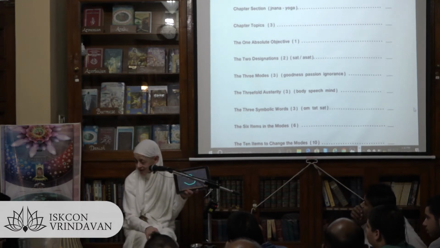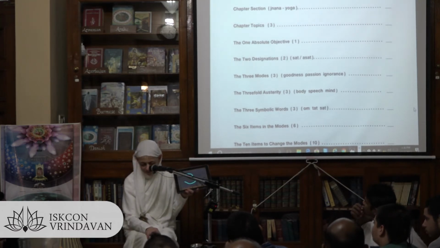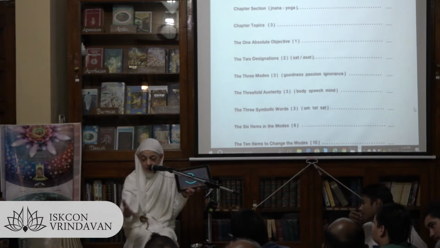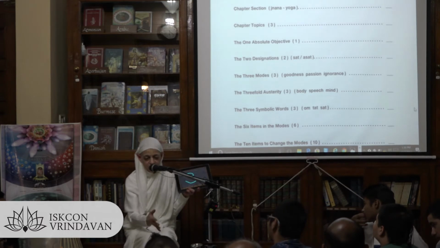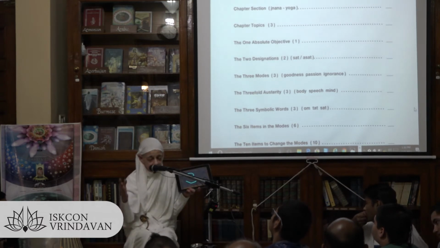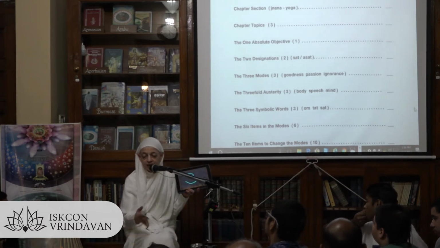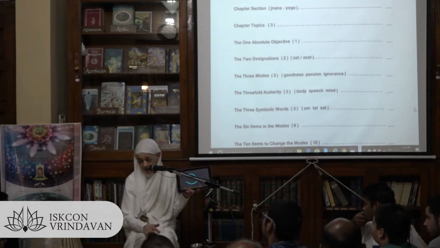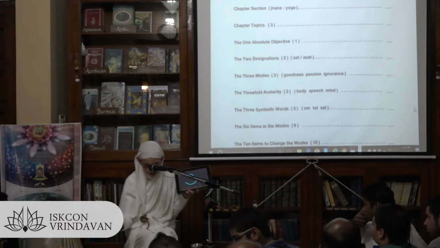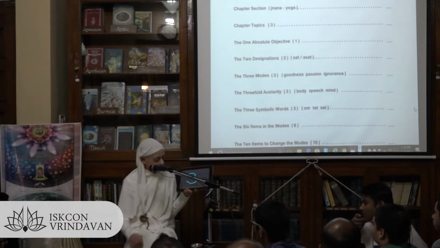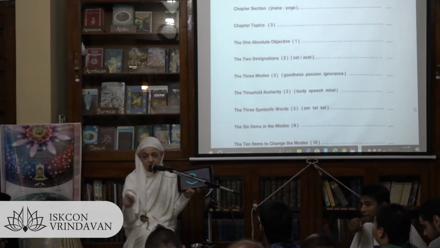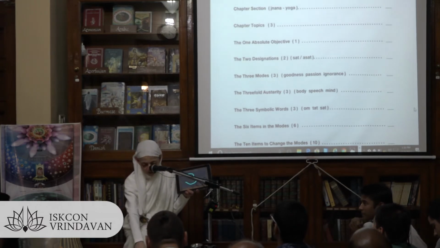There are 3 modes, right? Very good. That's very important. Everything in the material world is divided into those 3 modes: goodness, passion, and ignorance. Everybody in those modes, from demigods all the way down to bugs, is affected by those modes, including us. Okay, 3 modes. Okay, another 3 in this chapter. There's another 3 you should know. What's the other number 3? What do you see?